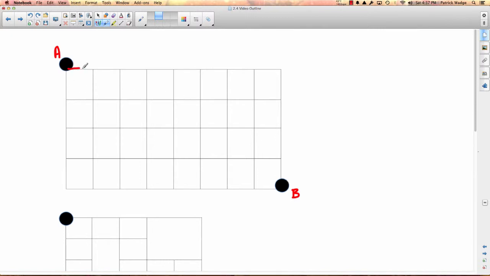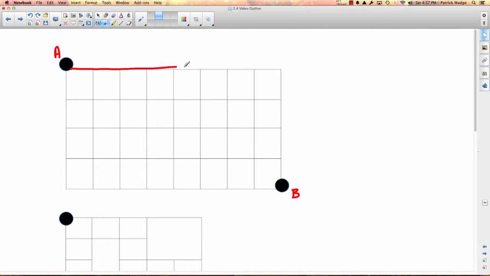In other words, you can only move right and down. You can go down and you can go right again, but you can't go back up. It's not allowed. You go right, down. You can't go left because that's also going away from B. You can only go right or down, and we want to know how many ways there are to go from A to B.